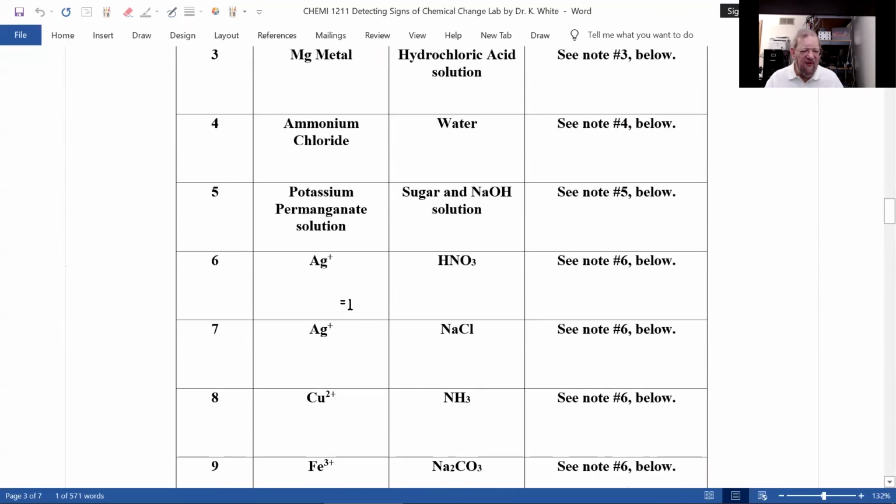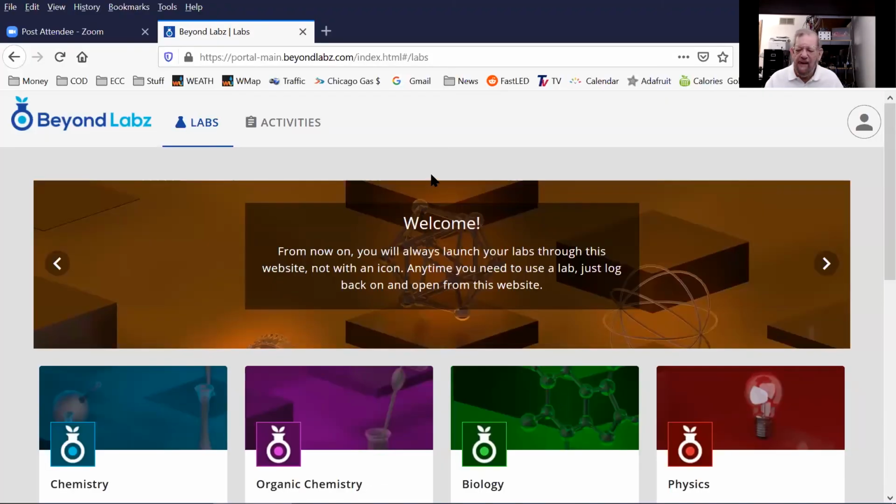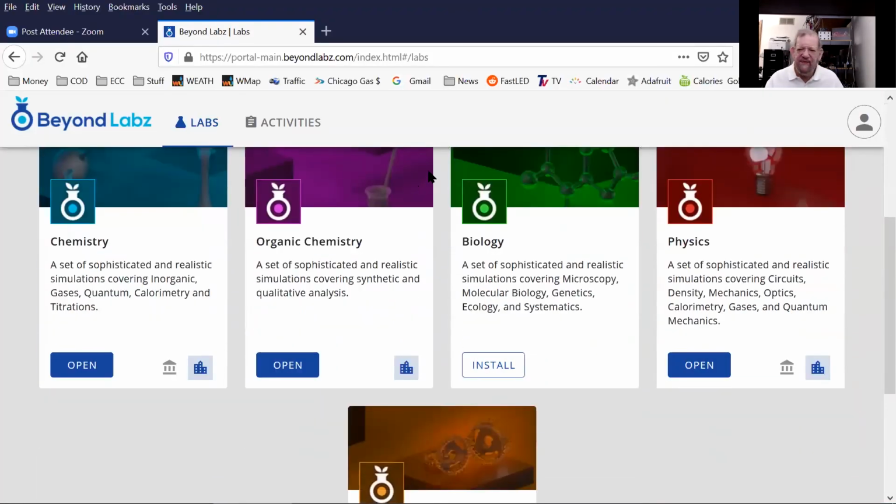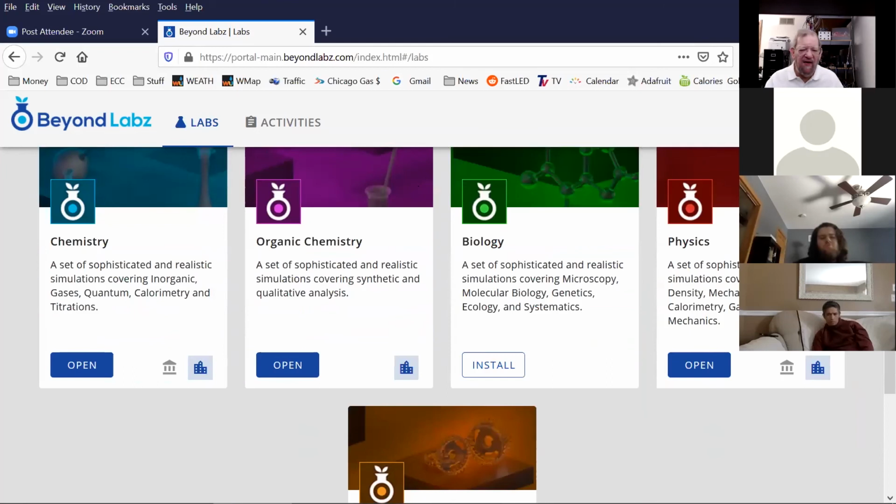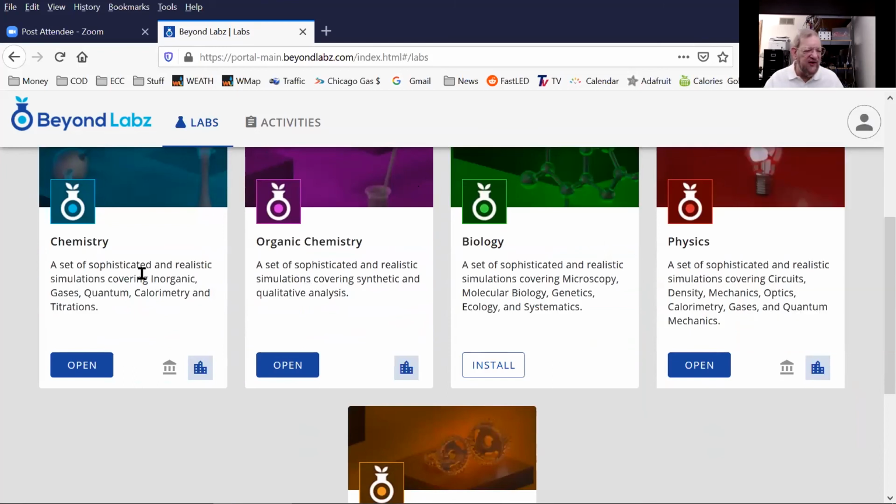Now, the first one is silver plus HNO3, which I'll teach you later is nitric acid. Let's go to here. All right. Everybody see Beyond Lab Z on your screen? Thank you. All right, where it says chemistry, after you've logged in, you want higher ed highlighted because you can do this one. You want higher ed, click on open.